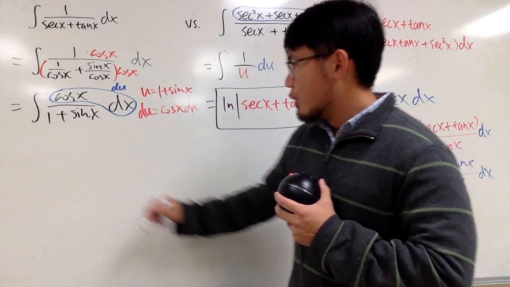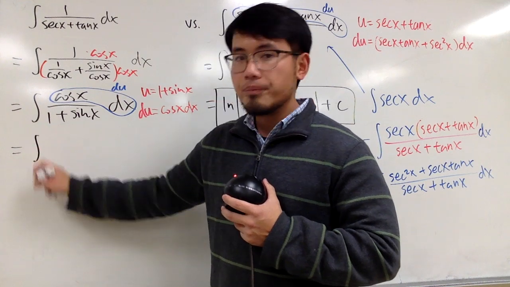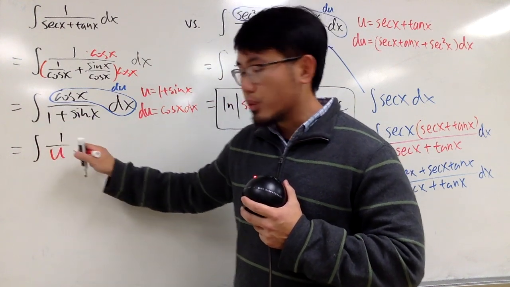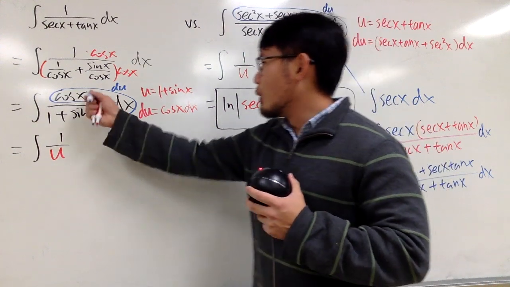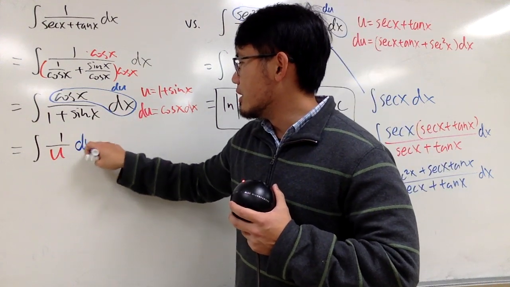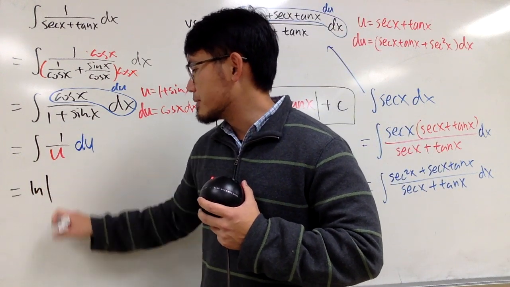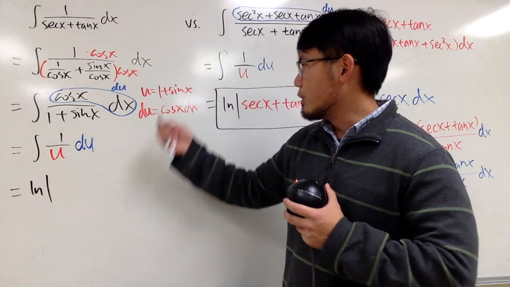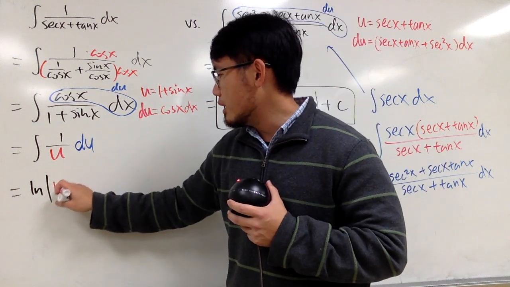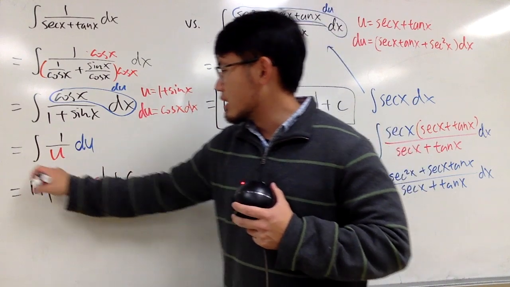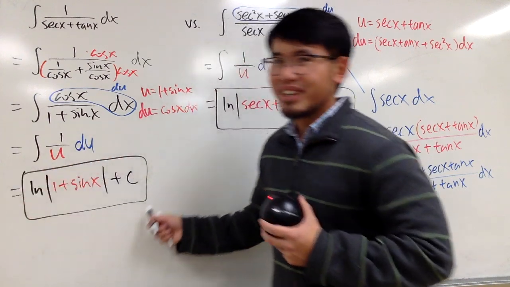So again, we end up with the integral. Let me put a 1 on the top, and the bottom is precisely our u, and all that is the du. So in this case, we also have the natural log absolute value of u, and we can just put it down right away. 1 plus sine x. And with that, we are done. So that's it.